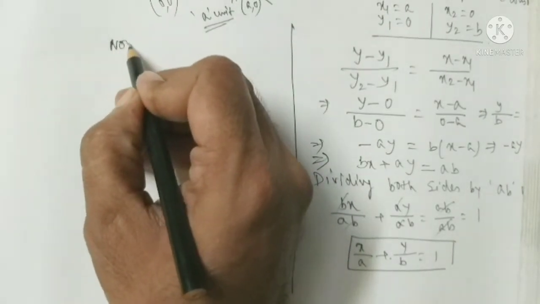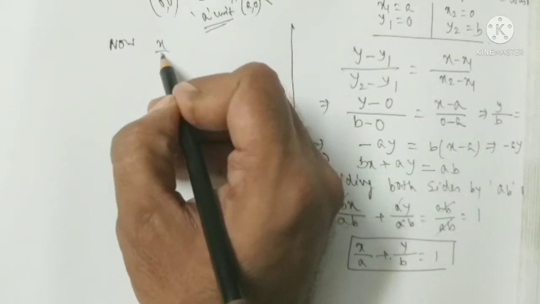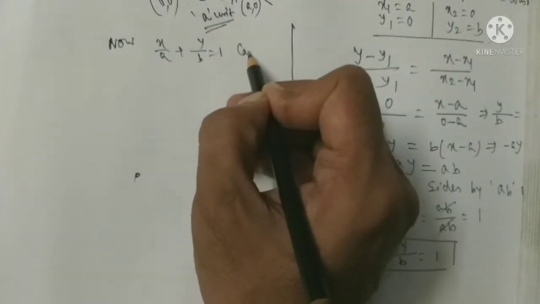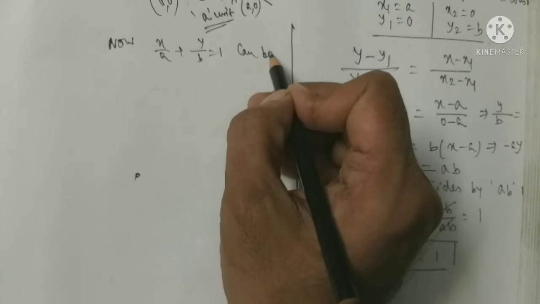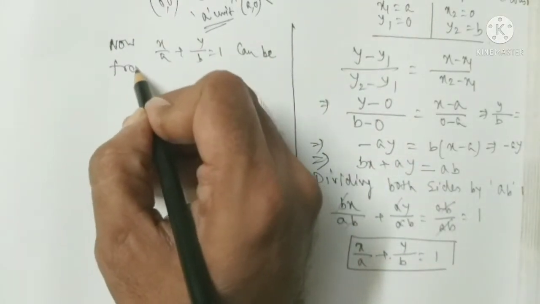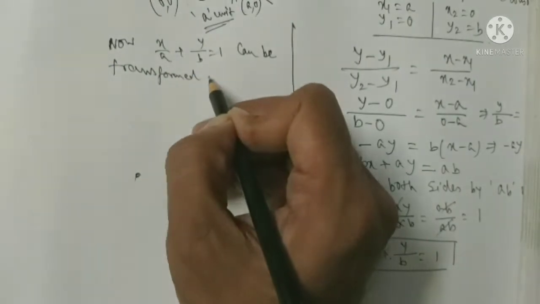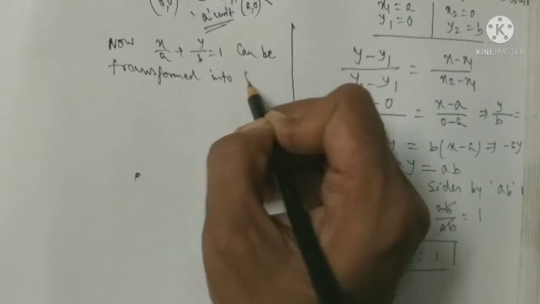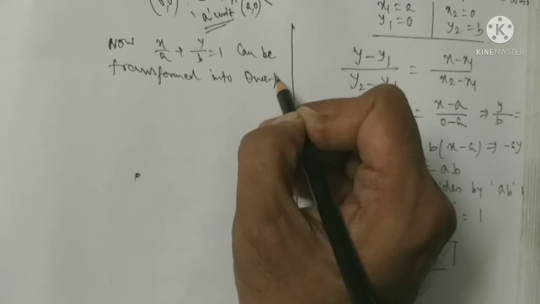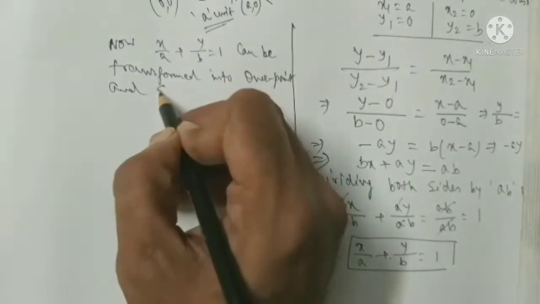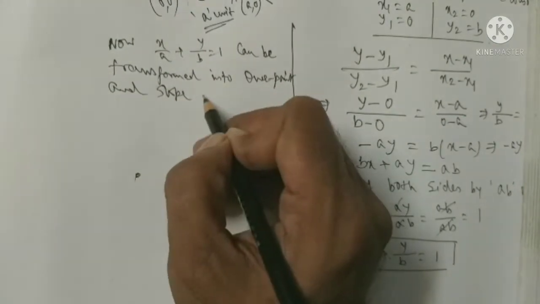Now x by a plus y by b equals to 1 can be transformed into one point and slope form.